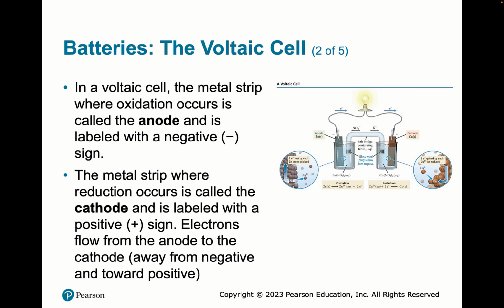Some other terms: the anode is a source of negative charge, and the cathode is a source of positive charge.